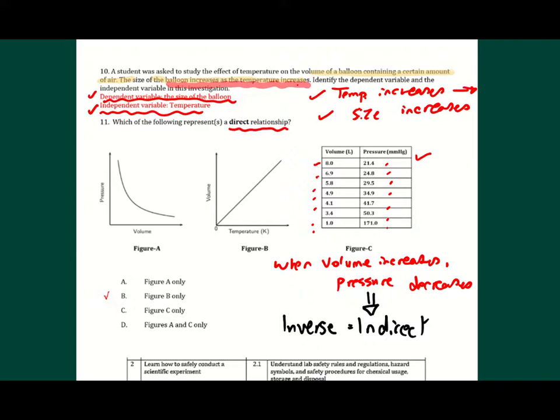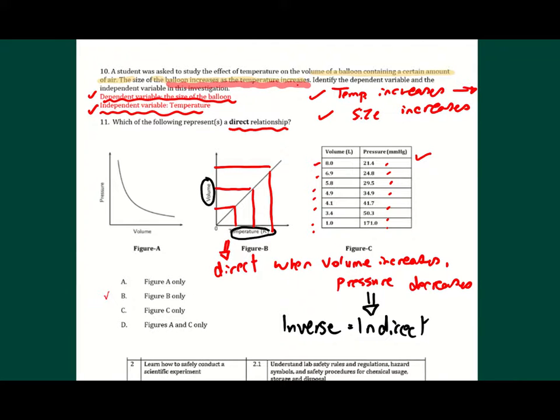Also, you can know the relationship by looking at the graphs. Here is a relation between volume and temperature. You can see that as the temperature increases, the volume increases. Okay, here is the temperature. We increase the temperature up to here, the volume increases. Increase the temperature up to there, the volume increases even more. So there is a direct relationship.